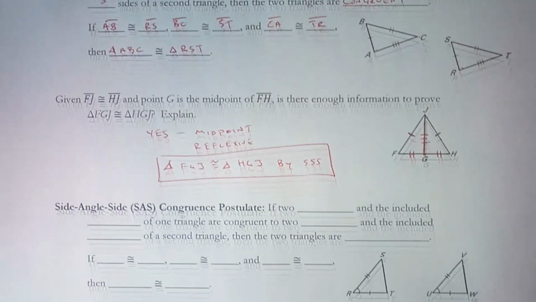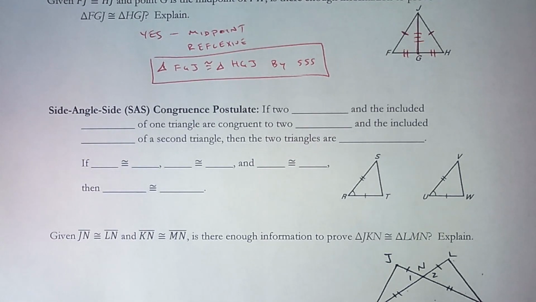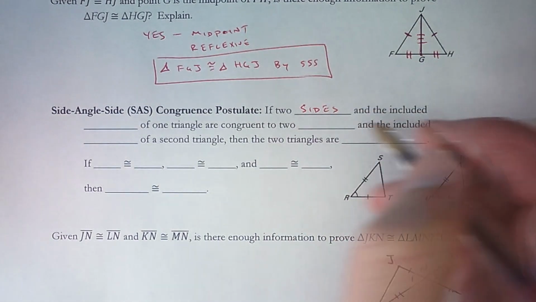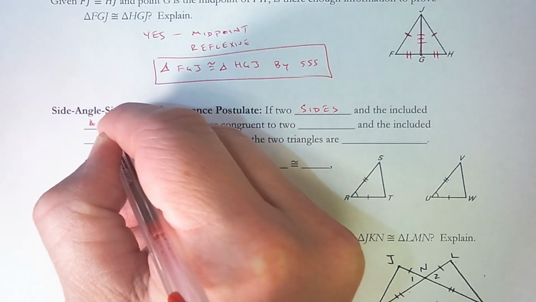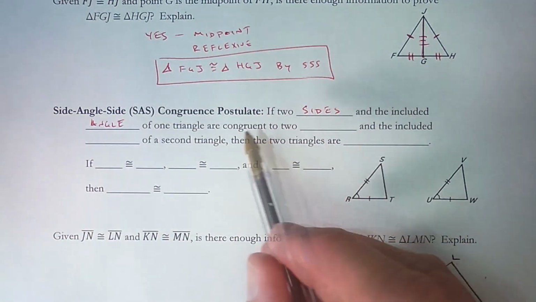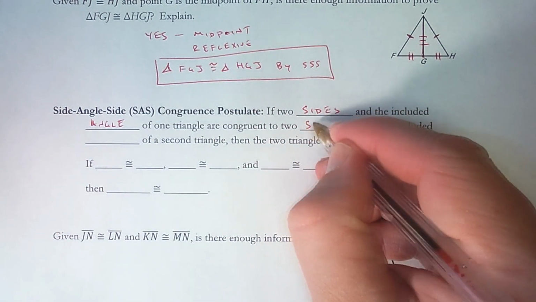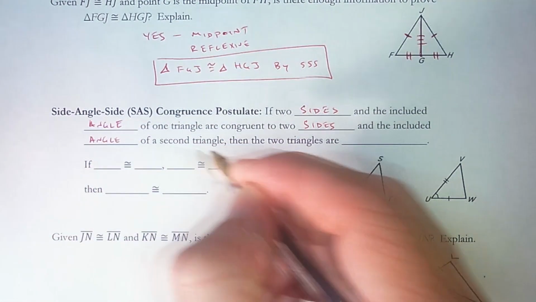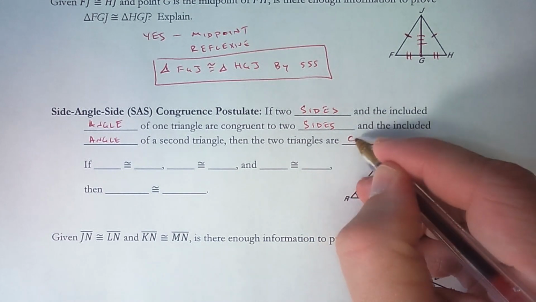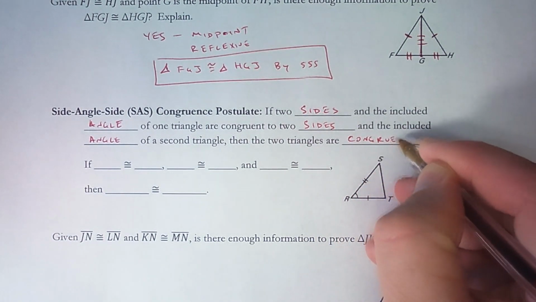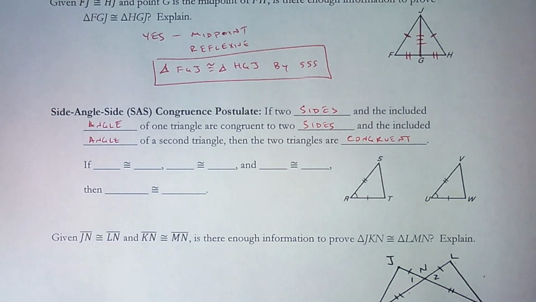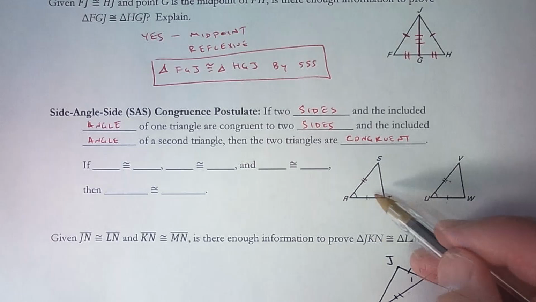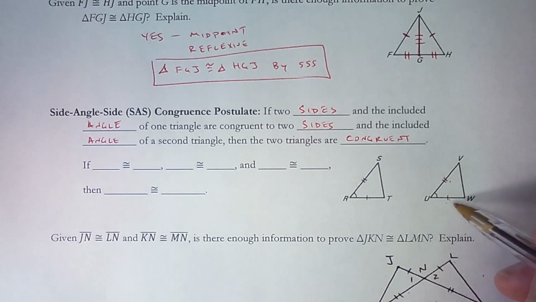Another shortcut is the side-angle-side congruence postulate. If 2 sides and the included angle, and we'll talk about what included angle means shortly, of one triangle are congruent to 2 sides and the included angle of a second triangle, then the 2 triangles are congruent. Okay, so here I've got these sides congruent and then these sides congruent. So that's 2 sets of congruent sides.